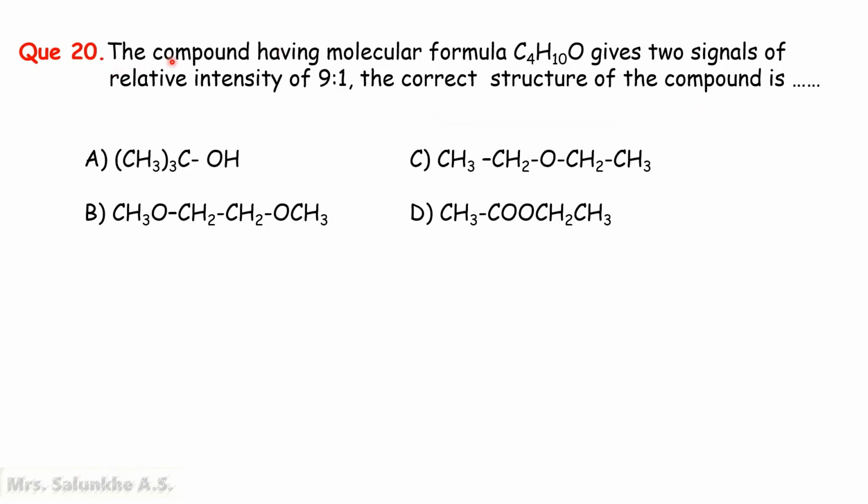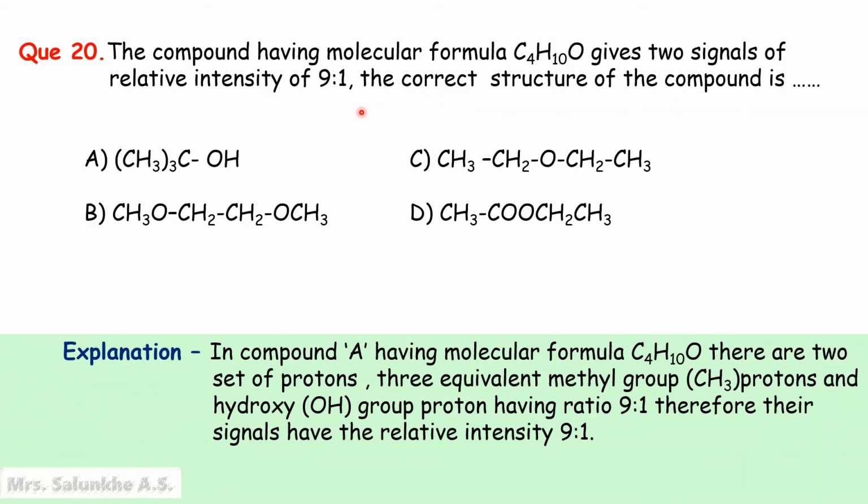Then question 20. The compound having molecular formula C4H10O gives two signals of relative intensity 9 to 1. The correct structure of the compound is like this. In that case, the relative intensity of the protons is 9 to 1. Therefore, structures C, B and D are incorrect answers. In compound A, there is a proportion of 9 to 1, and there are two sets of protons: one of methyl group protons and another of the hydroxy group proton. As the relative intensity is 9 to 1, structure A is the correct structure for this question.